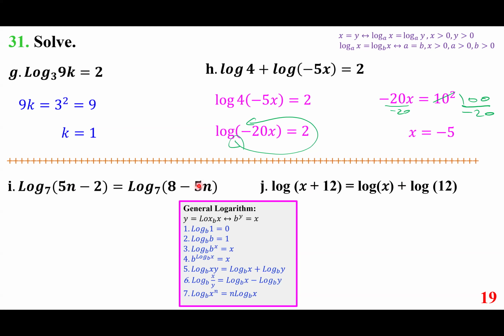So in this case, notice log base 7, and because they have the same base, they must have the same argument. So 5n minus 2 and 8 minus 5n must be the same. You move things around. This becomes plus 5n. This becomes plus 2. 10n equals 10, n becomes 1.